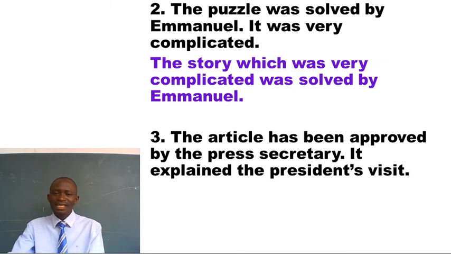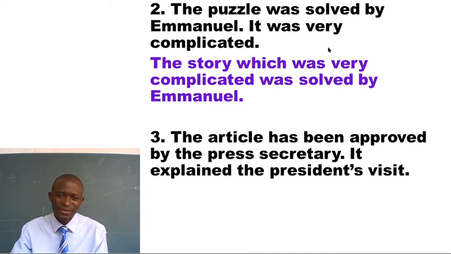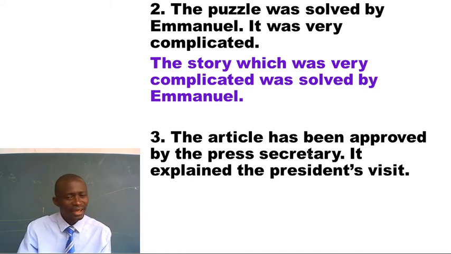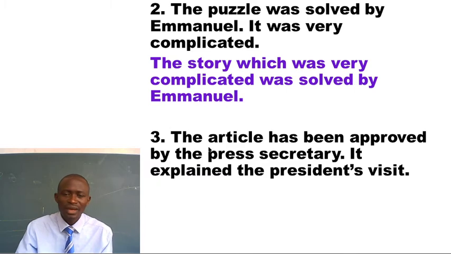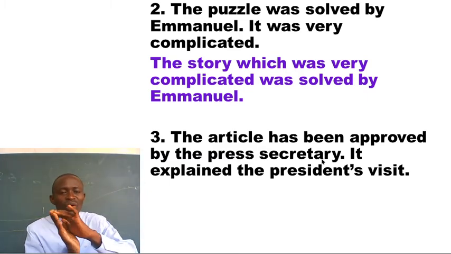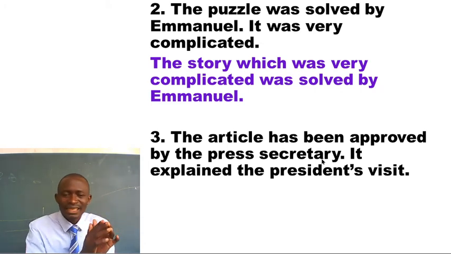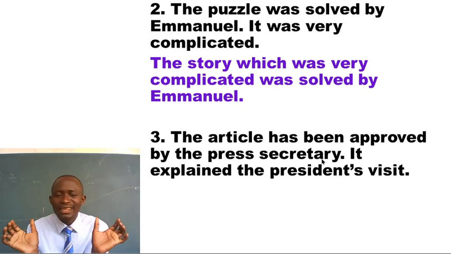Number 3 says, the article has been approved by the press secretary. It explained the president's visit. What are we talking about? We're talking about the article being approved by the press secretary. Then another additional information about this article is what is here. It explained the president's visit. So of the two, we have the first clause and the second clause. A clause is a part of a sentence. It doesn't tell us all the information, it just tells us a part. Then another phrase also has another part. But when we combine the two, we make a complete sentence.